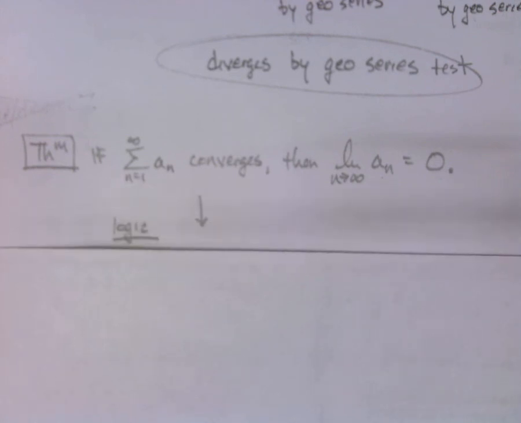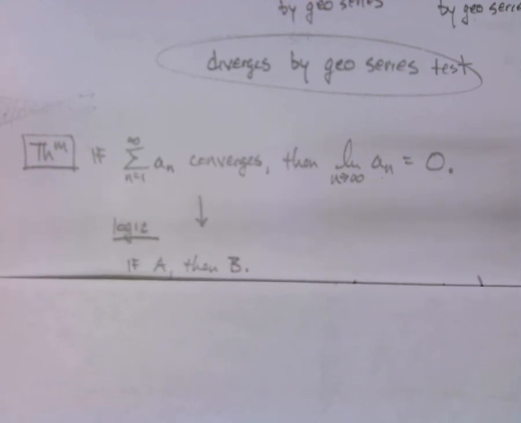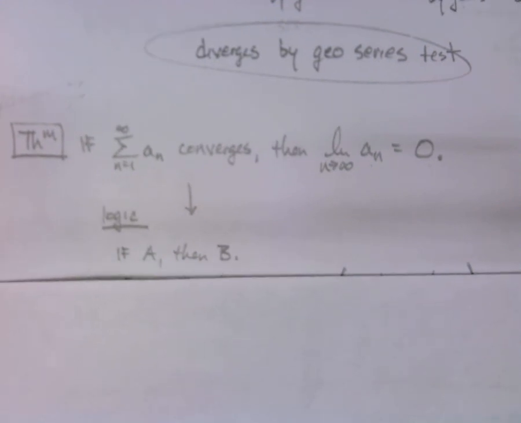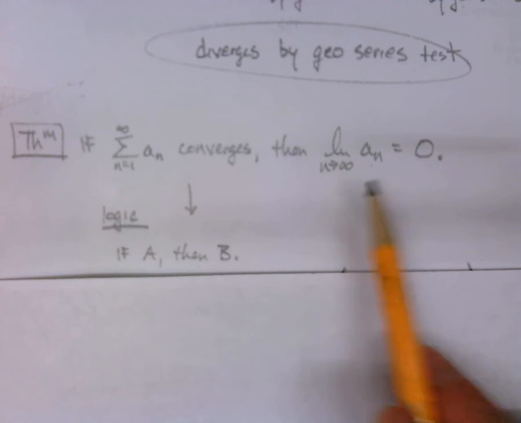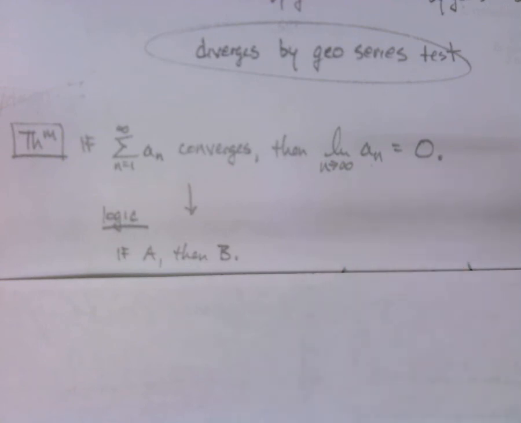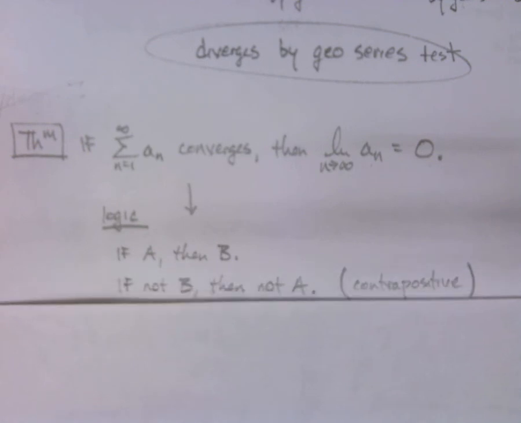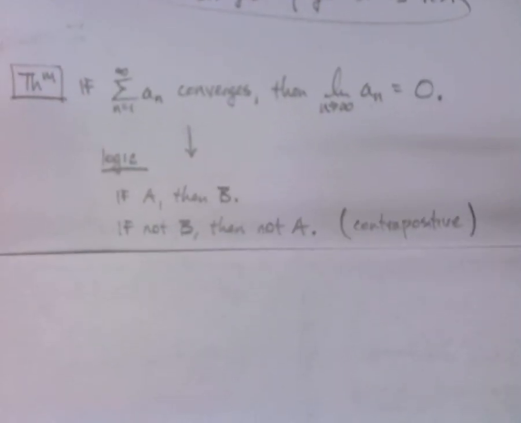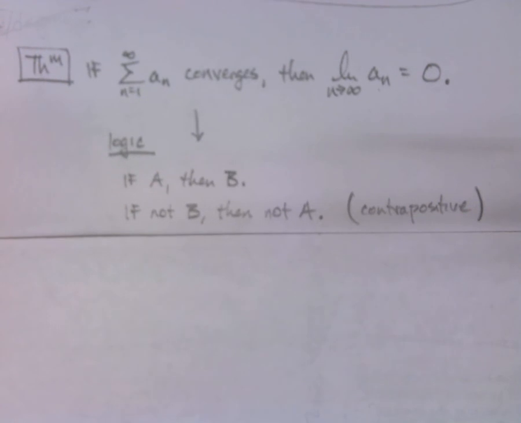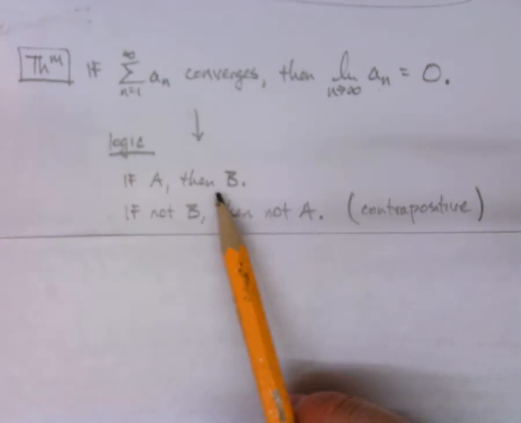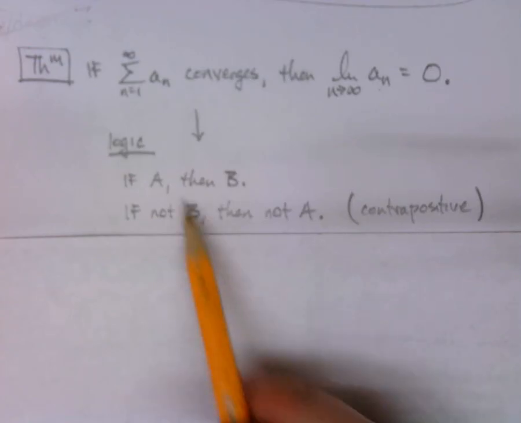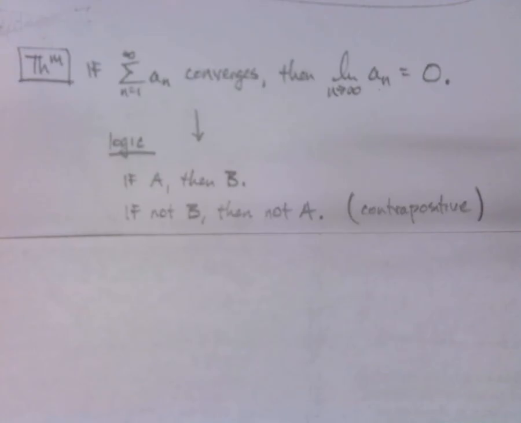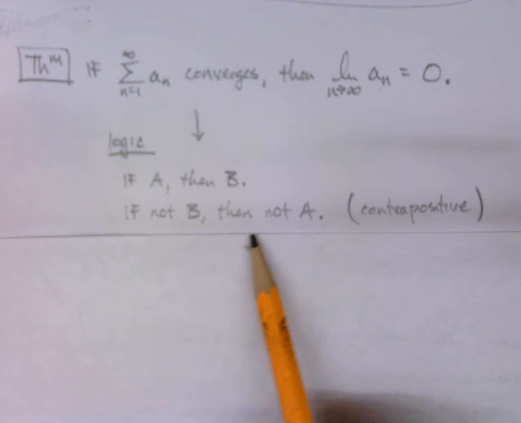Here's how we're going to work. So here's the logic. Think of this statement, this theorem, as an if A, then B. If it converges, then the limit equals 0. Okay, if A, then B. And here's what we're going to do. We're going to switch it up. And in logic, if you've taken a logic course or if you might take one in the future, what we're going to do is called the contrapositive. So we're going to reverse the order and throw some negatives on there. If A then B, if that's true, then this must be true as well. If not B, then not A.